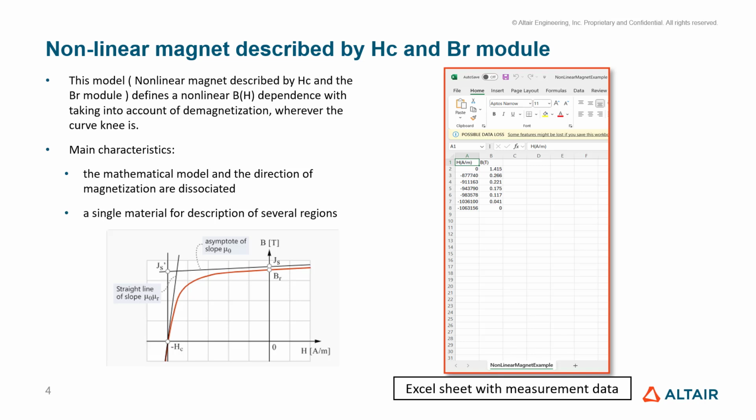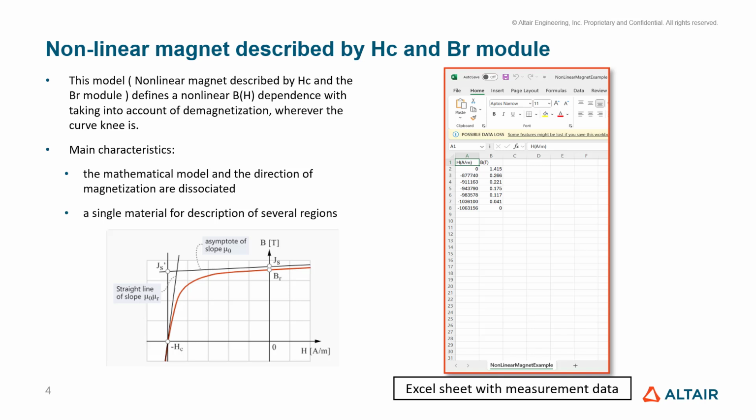Moving on to our second model. This model, nonlinear magnet described by coercivity and residual magnetic flux density, defines a nonlinear BH dependence taking into account demagnetization wherever the curve is. The main characteristics of this model are that the mathematical model and the direction of magnetization are separated. Also, a single material can describe several regions. As you can see on the screen, the input data format is given as follows.